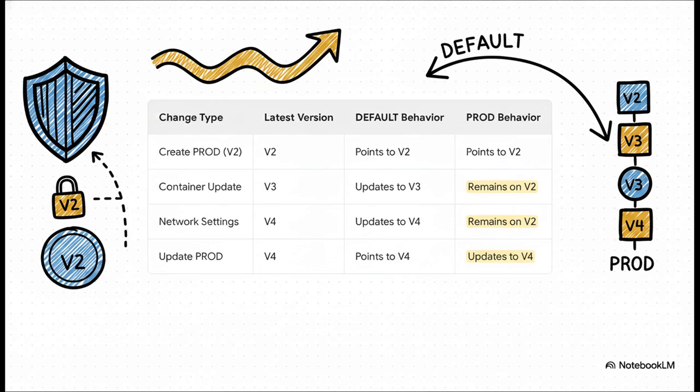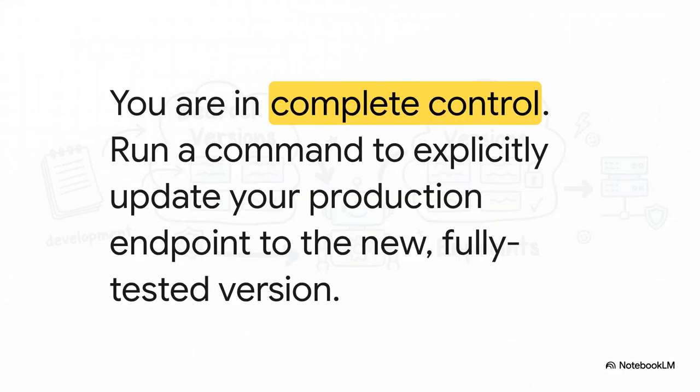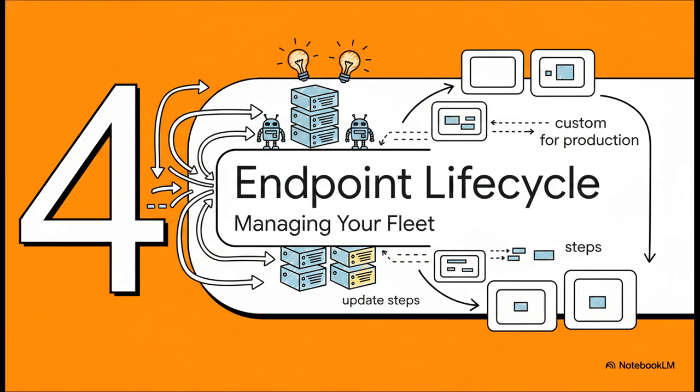As you keep working, creating new versions like v3 and v4, the default endpoint keeps jumping to the latest one. But your prod endpoint, it stays safely locked onto v2. It is completely insulated from all your development work. So the key takeaway is this: you are in the driver's seat. Once you've tested a new version and you're totally confident it's ready for prime time, you explicitly run a command just like this one to update your production endpoint. Only then, and not a second sooner, do your users get those new features. No surprises.